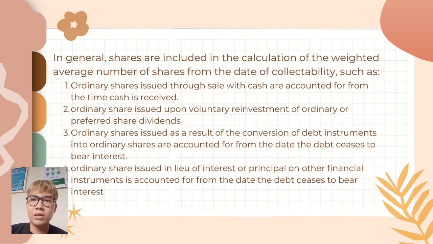the date of collectibility. The first one is ordinary shares issued through sale for cash, accounted for from the time the cash is received. The second is ordinary shares issued upon a voluntary reinvestment of ordinary or preferred share dividends. The third is ordinary shares issued as a result of the conversion of debt instruments into ordinary shares, accounted for from the date the debt ceased to bear interest. The fourth is ordinary shares issued in lieu of interest or principal on other financial instruments, accounted for from the date the debt ceased to bear interest.